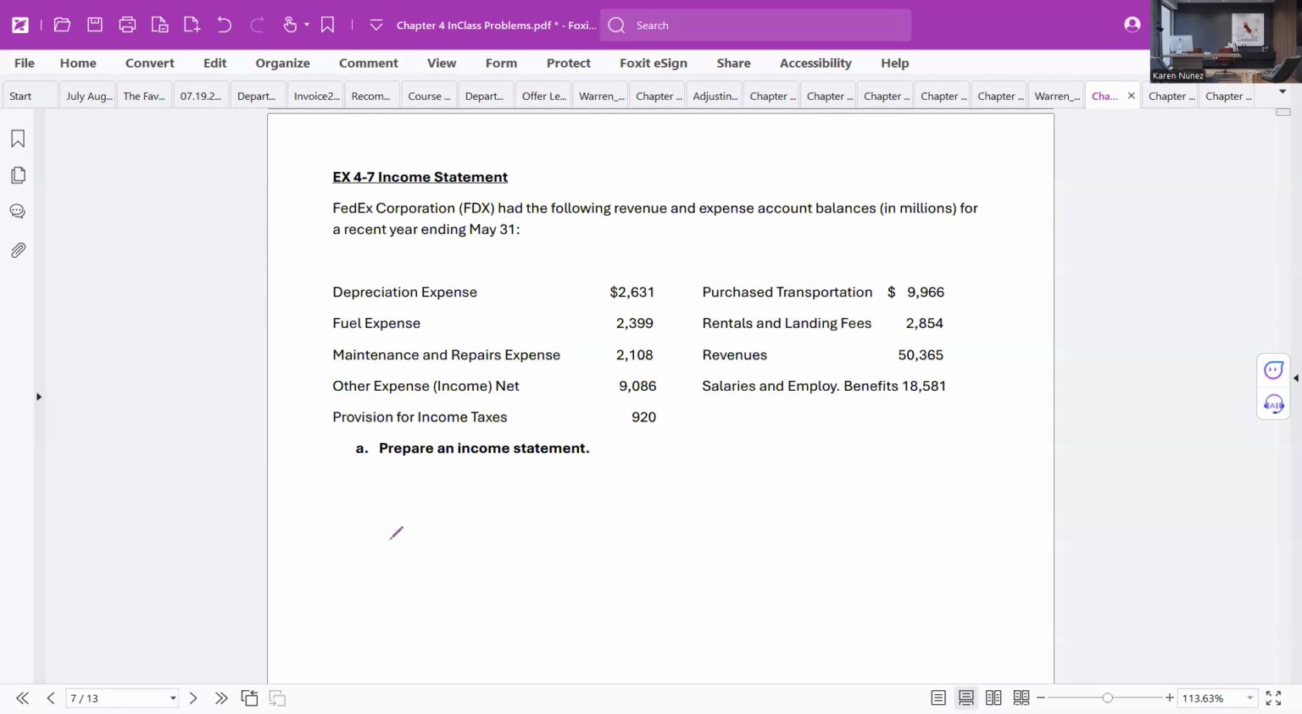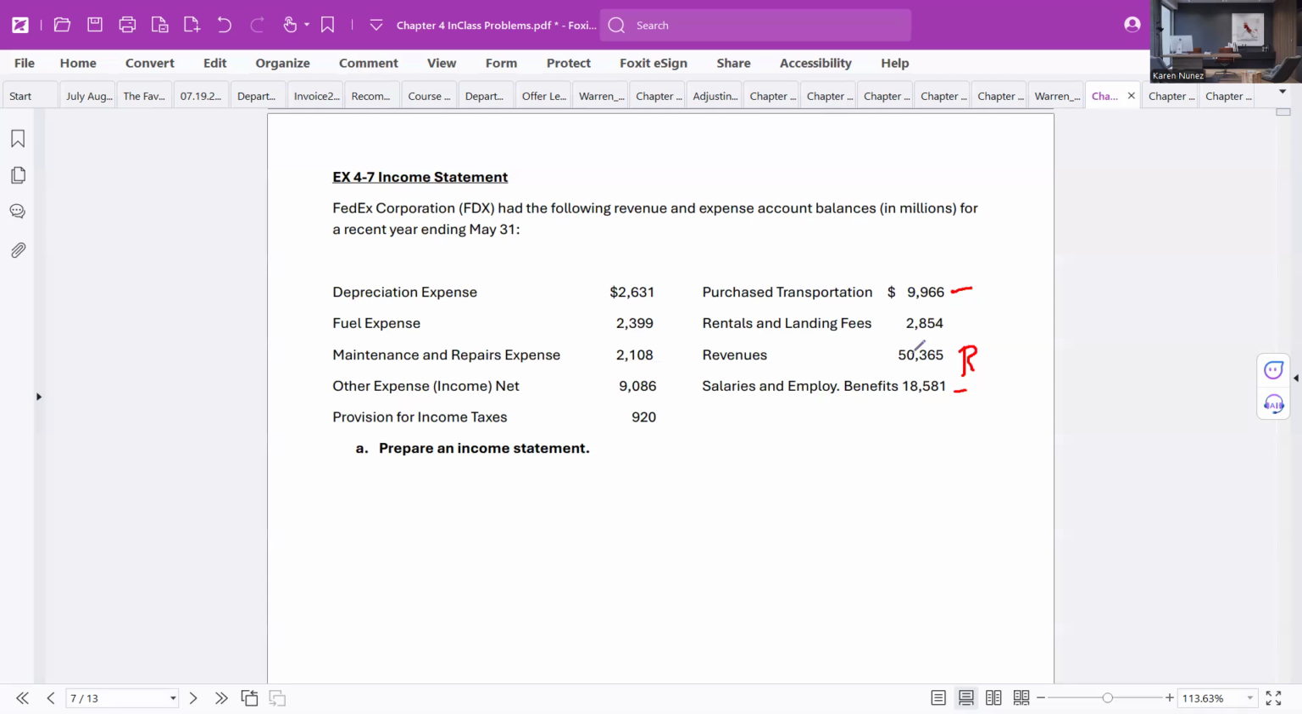So again, we need to prepare an income statement. We want to make sure we're able to identify the revenue, right? So we got some revenues. It's just called revenues, or $50,365. And then we've got some expenses that we're going to list in order of magnitude. And there's the first one, salaries and employee benefits, 18,581. And then from there, we'll go to the transportation and then work our way down to the smallest one.